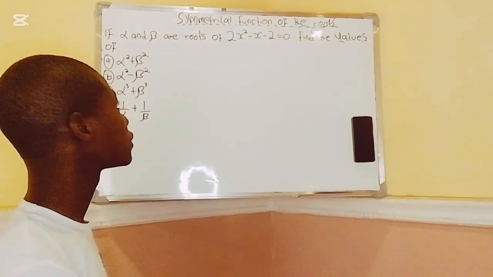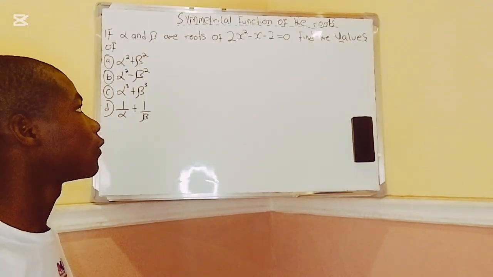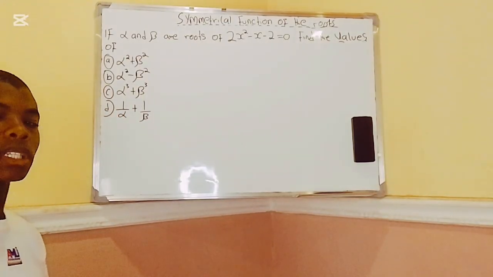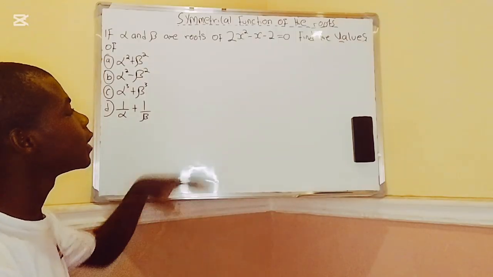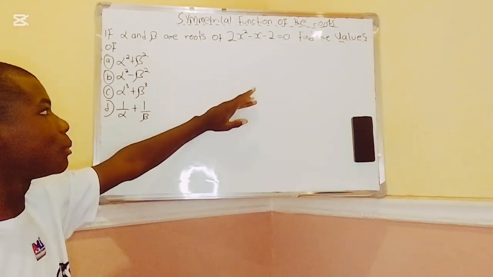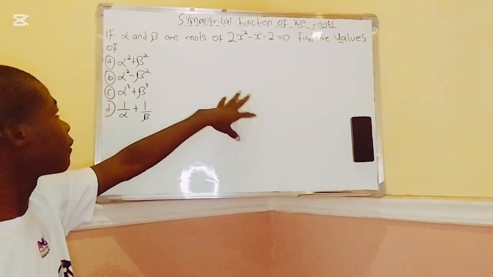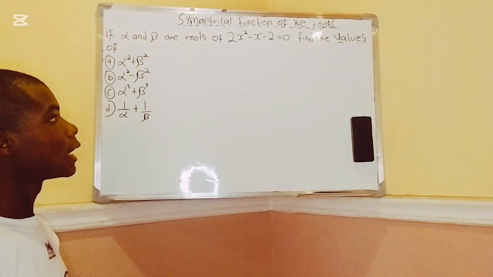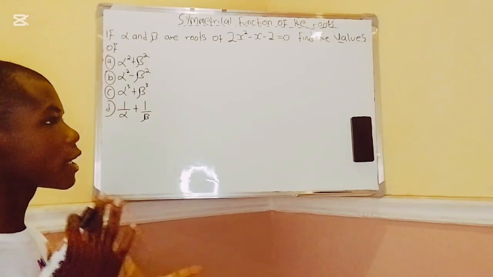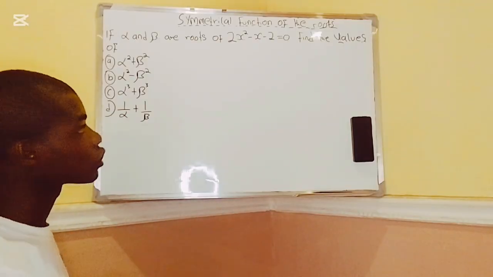In this tutorial, we are going to see the symmetrical functions of the roots. The question that we are given says that if alpha and beta are roots of 2x squared minus x minus 2 equals 0, find the values of a, b, and c. The first thing that we are going to do, we have to first find the sum of the roots and the product of the roots.